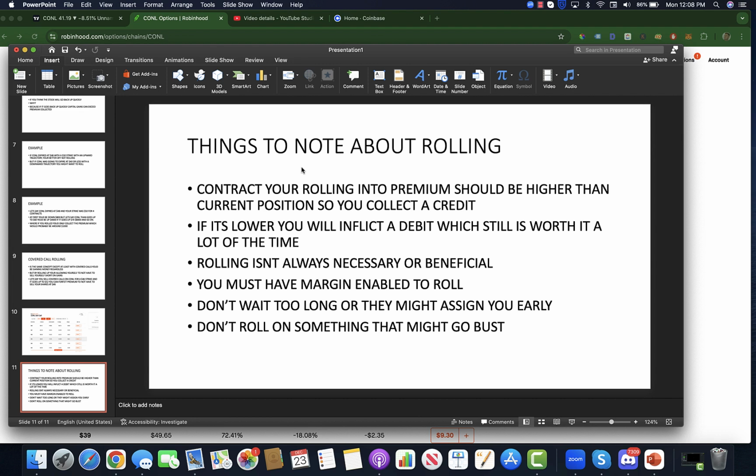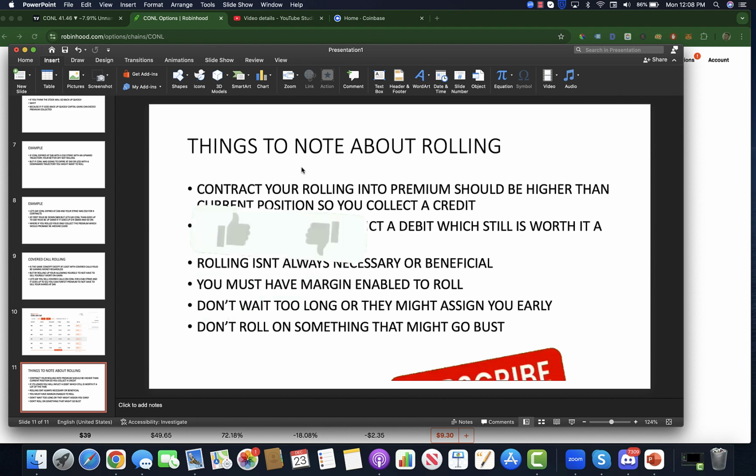If you wait too long to roll, you might get assigned early. So let's say it's a Friday and that's your expiration. You're probably not going to be able to roll at 3:30 p.m. on a Friday when the market closes at 4 and your options expire at 4. So do it early on a Friday. Don't wait till the last day.